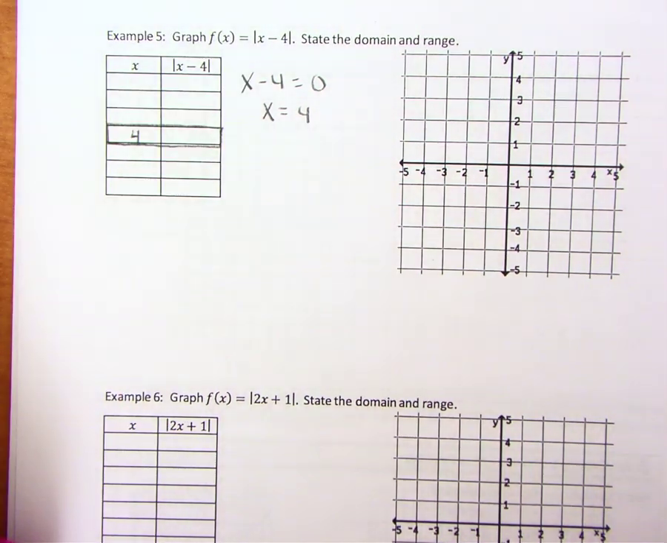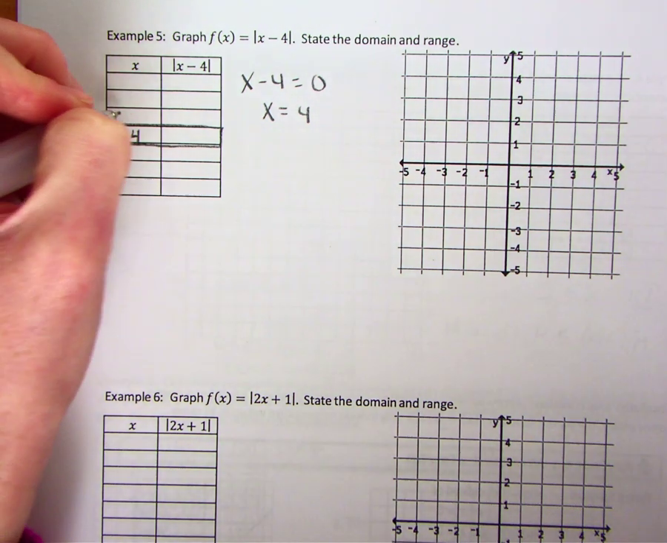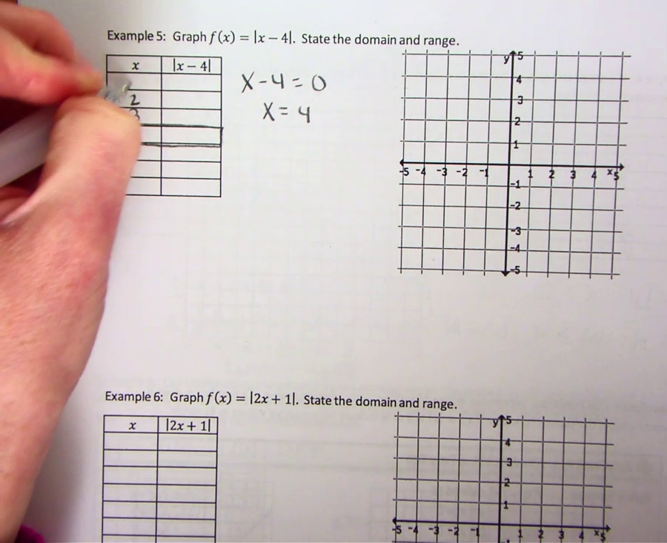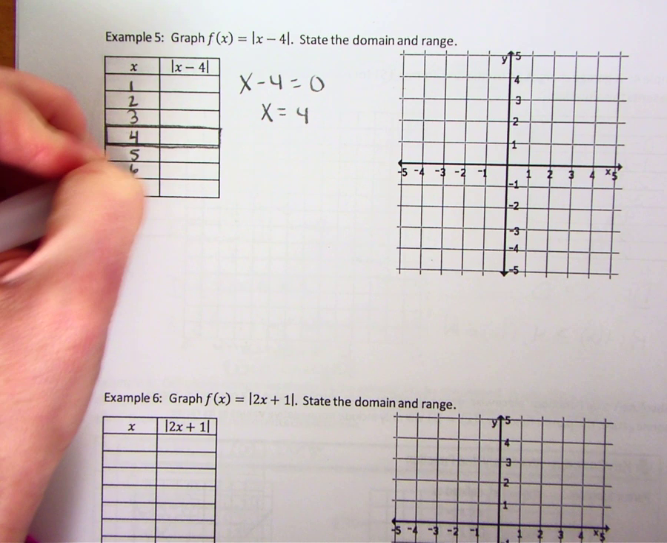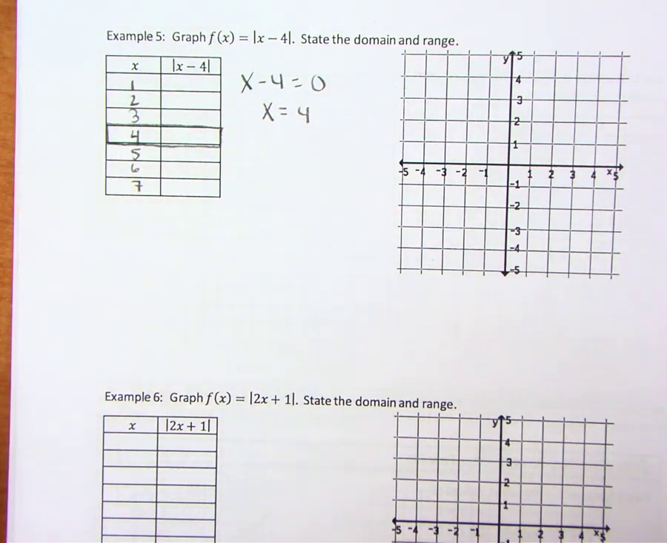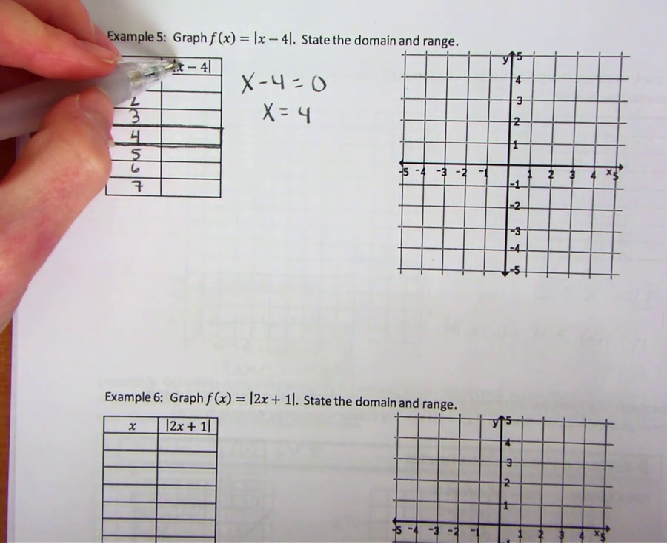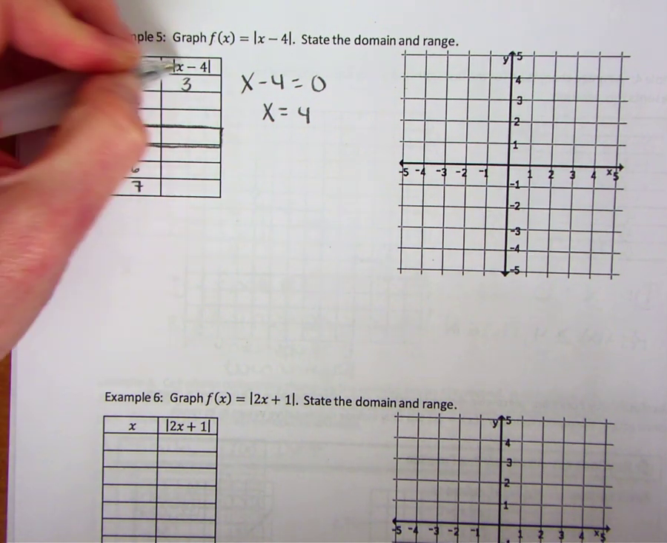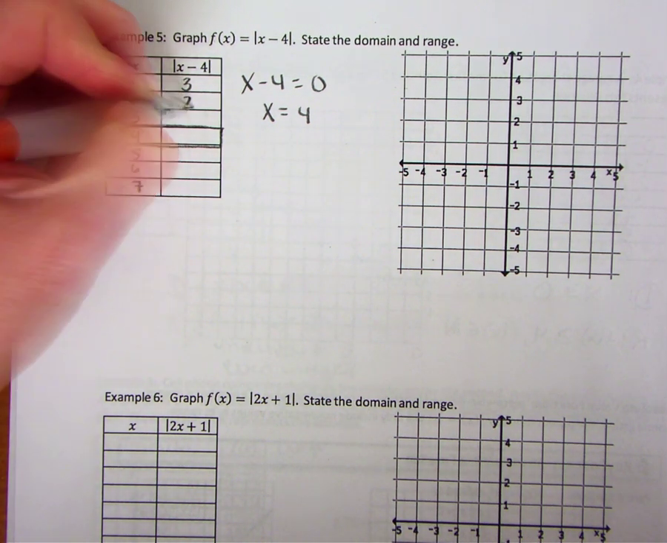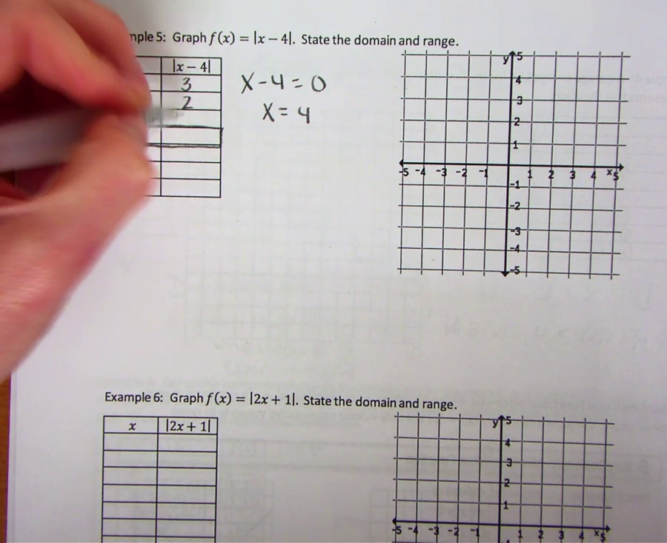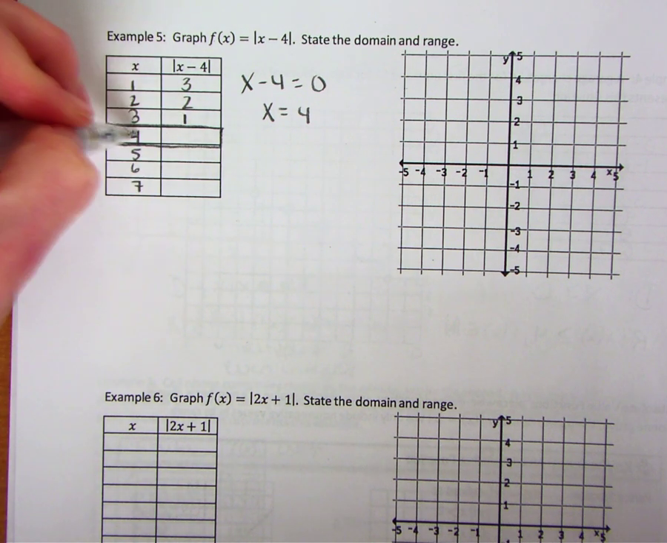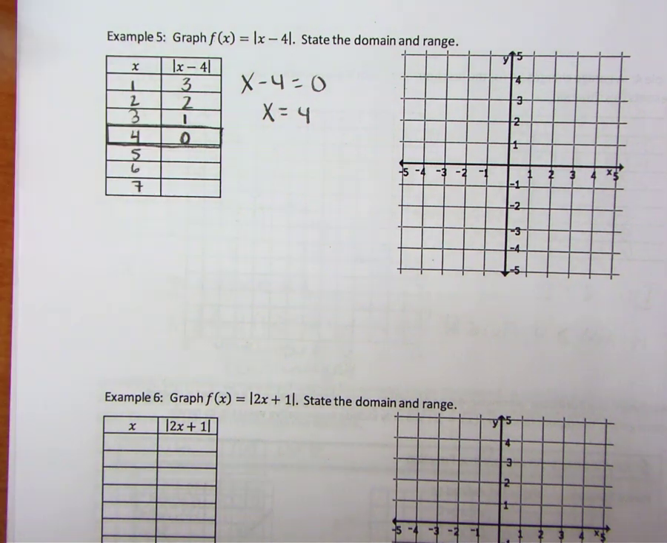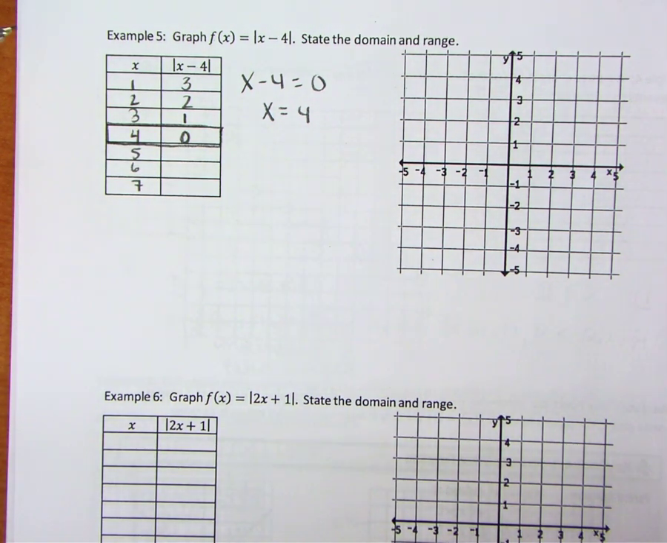So x is 4. And then we're going to take numbers less than and numbers greater than. And then we're going to plug these in. 1 minus 4 is negative 3. The absolute value would be 3. 2 minus 4 is negative 2. The absolute value is 2. 3 minus 4 is negative 1. The absolute value is 1. 4 minus 4 is 0. The absolute value is 0.